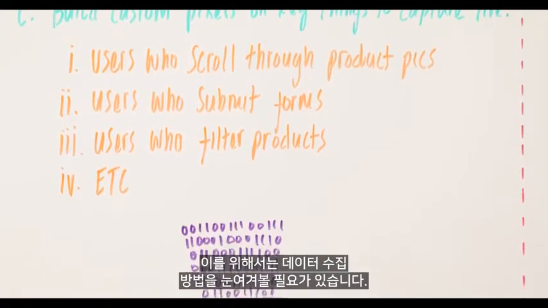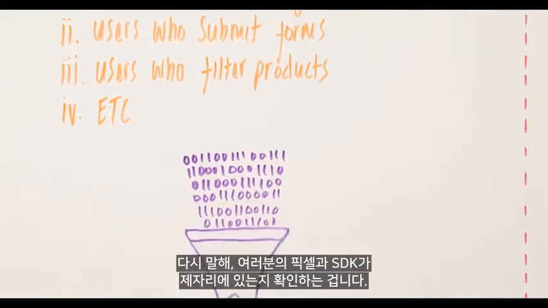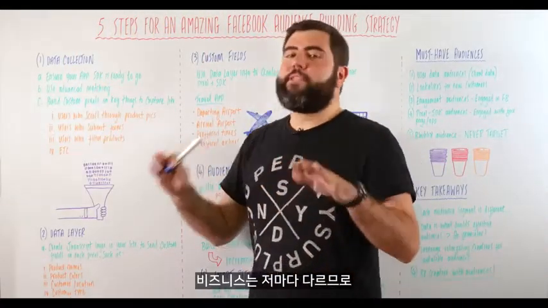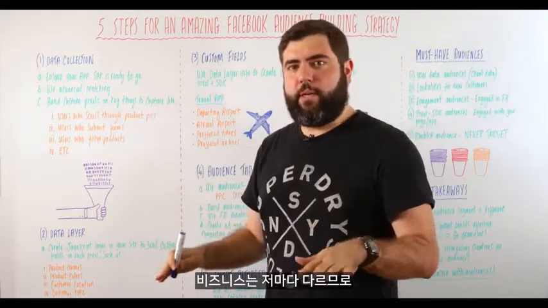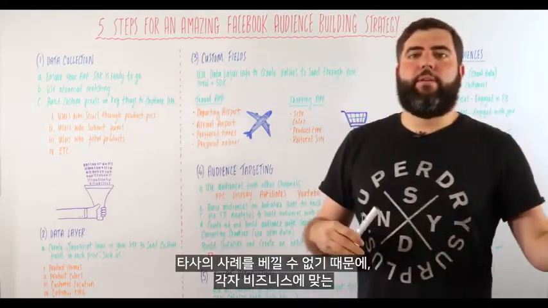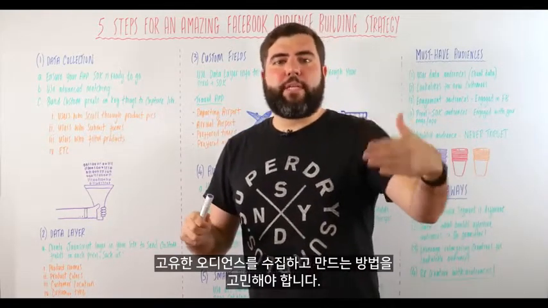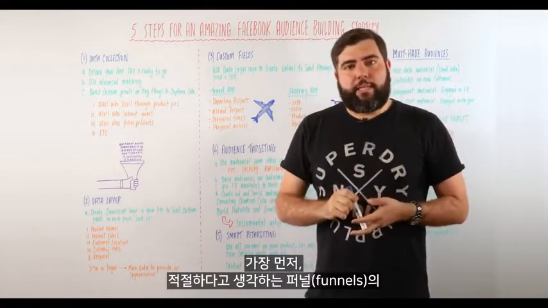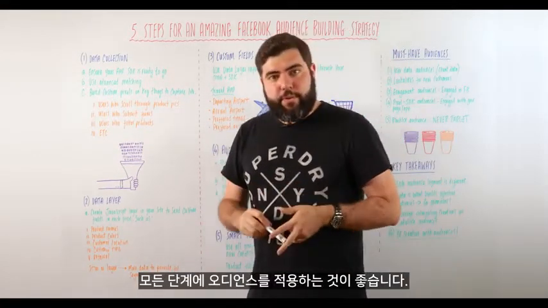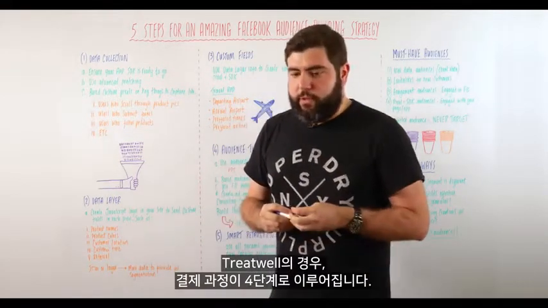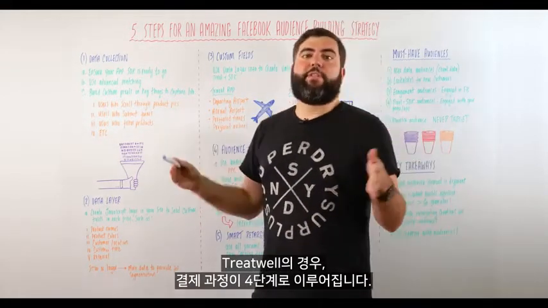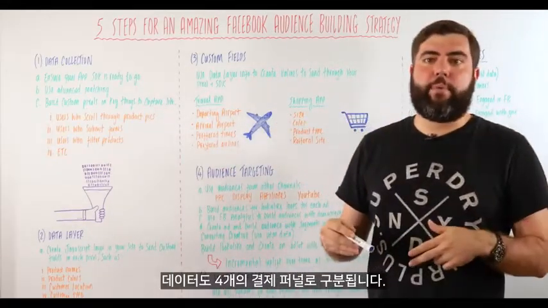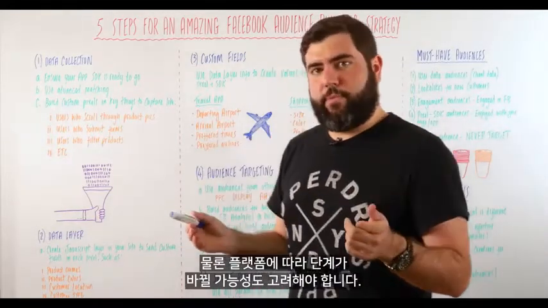For this, you need to focus on how you collect your data. So making sure that your pixels and SDKs are in place. Each business is different. You've got to think about it this way. You can't copy anyone. You have to think how you want to make your business unique in audience collection. So first of all, place it on all the steps of the funnels that make sense for you. In the case of Treatwell, our checkout process takes four steps. So we have 4 steps in the checkout funnel that we collect, both on mobile and the web. Consider that this can change in different platforms, okay?